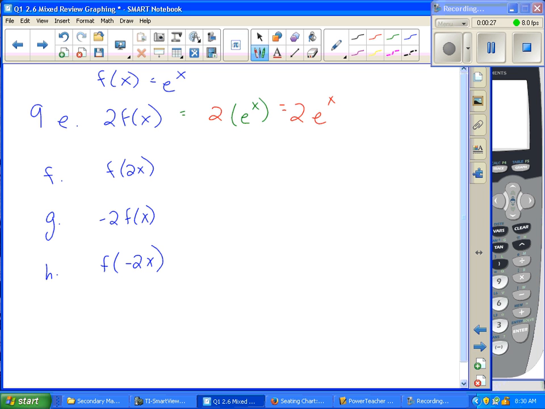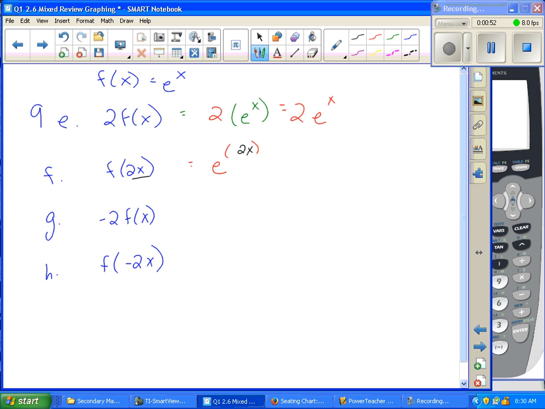Now on f, where it has the 2x in the parentheses, that means I'm going to replace the x in the original function with a 2x. So I would have e, but where the x is, instead of just writing an x, it gets replaced with 2x. Yeah, you can go ahead and fix them if you got them wrong.